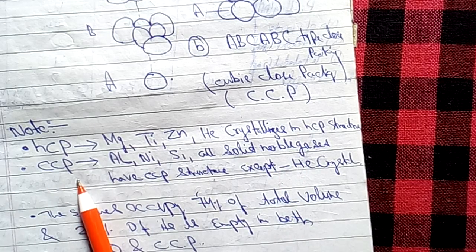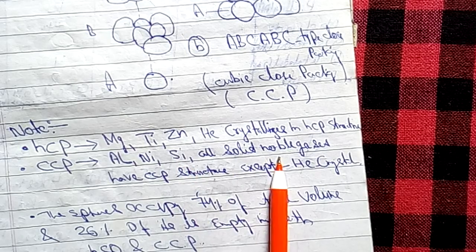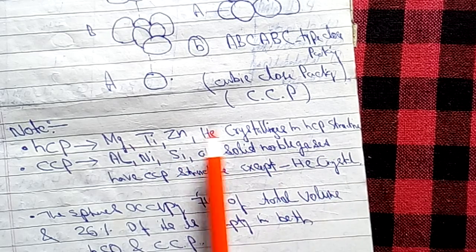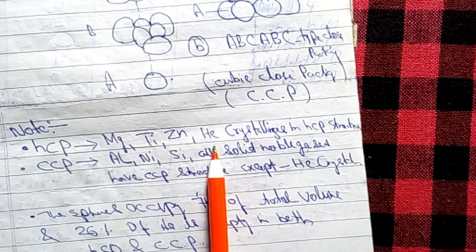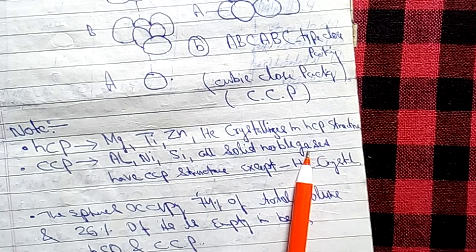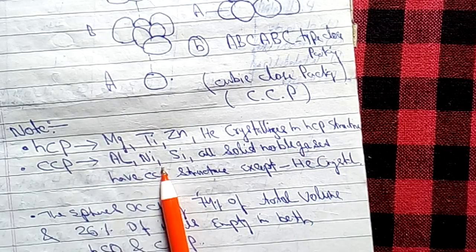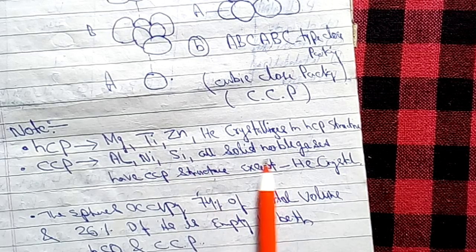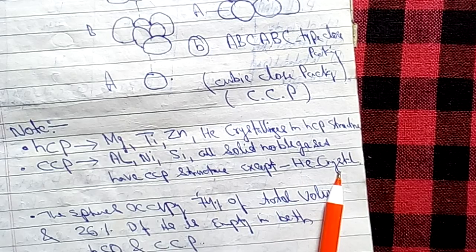What will be the examples of CCP crystal? Aluminium, nickel, silicon, and all solid noble gases apart from helium. Helium is an example of HCP, and the rest, neon, argon, krypton, xenon, radon, will be examples of which type of packing? Cubic close packing, along with aluminium, nickel and silicon. All solid noble gases have CCP structure except helium crystal.